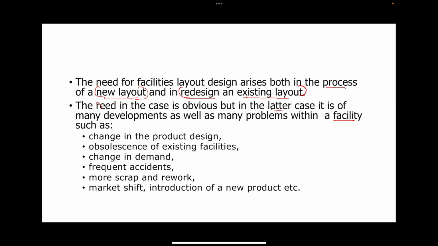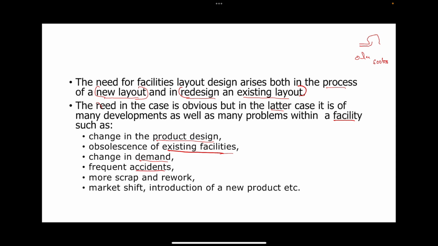That means sometimes there is a change in the product. So you are manufacturing a car. Suppose you want to change the design of the car, how that is going to be manufactured. In that case, you need to redesign the layout. And sometimes there is obsolescence of existing facilities, so they will be outdated, and you need a new layout. Sometimes due to a change in demand, suppose in the case of Ola scooters, its demand has skyrocketed within a span of one year. So they needed a bigger plant as well as a change in the layout to suit the demand.